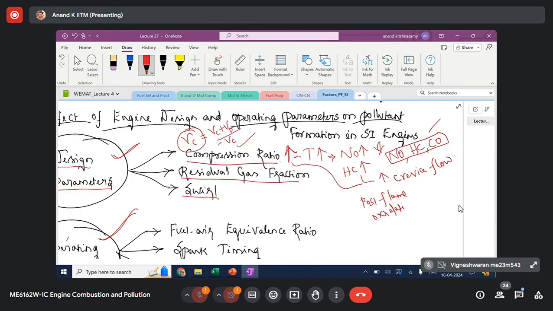This post-flame oxidation is considerably high in SI engine compared to CI engine. What do you mean by post-flame oxidation? Even after the flame quenches, which is the termination of the combustion process, right? That is what we discussed in chapter 3 about SI engine combustion. The last stage is flame termination. So once we say the flame terminates, that marks the end of the combustion process.